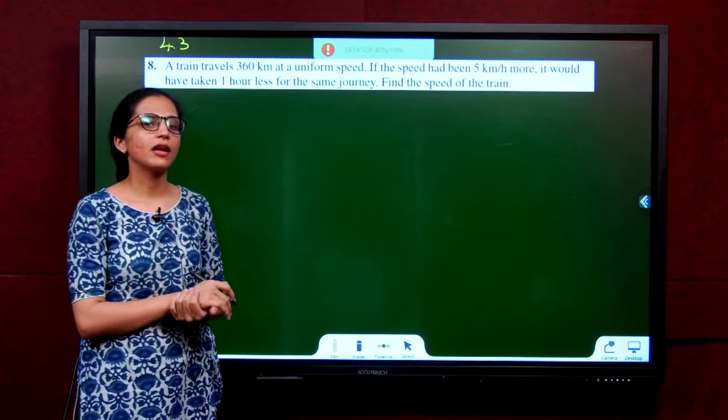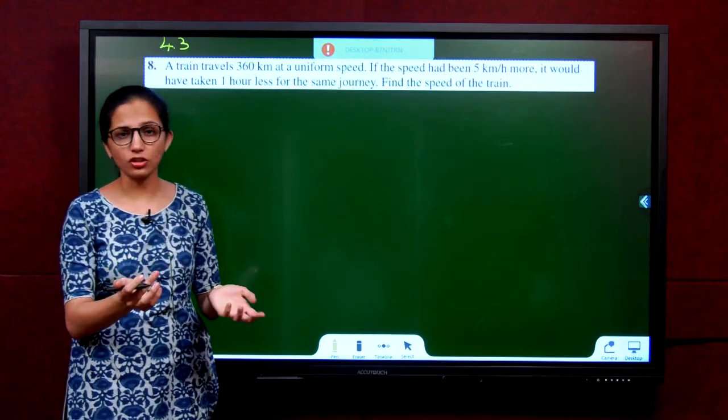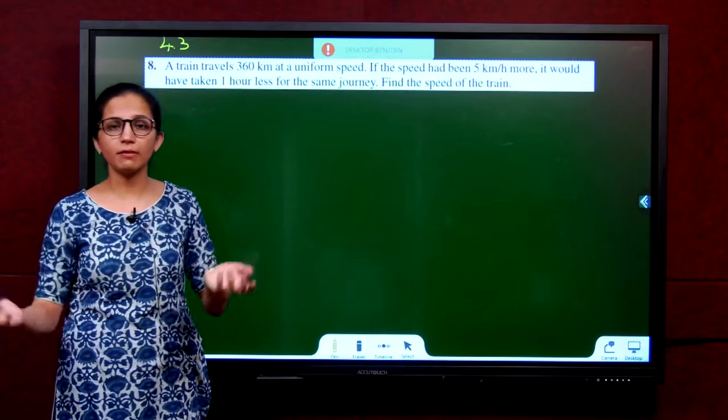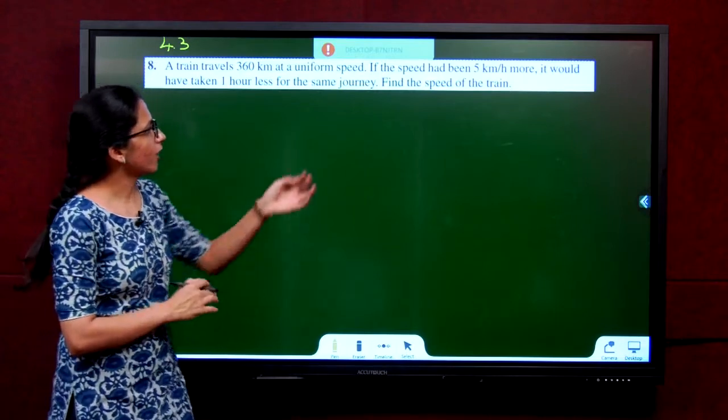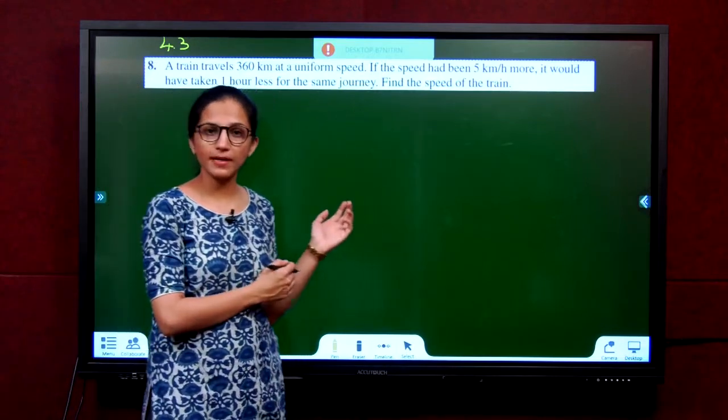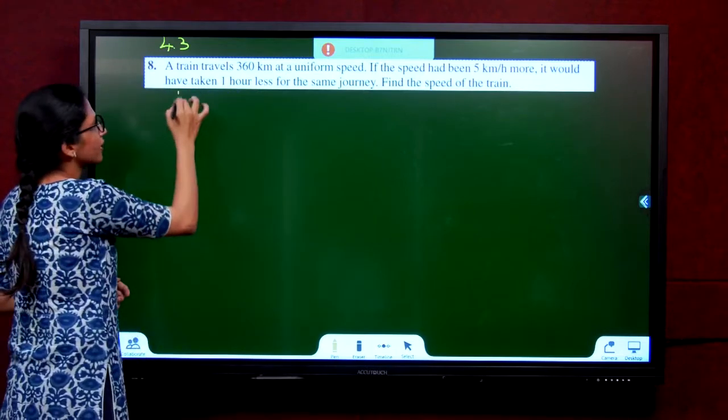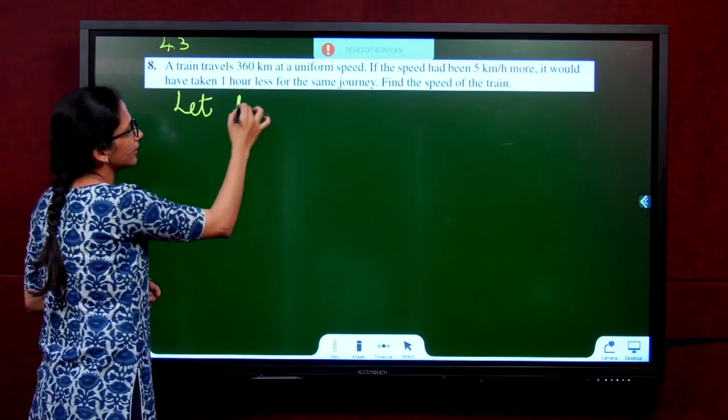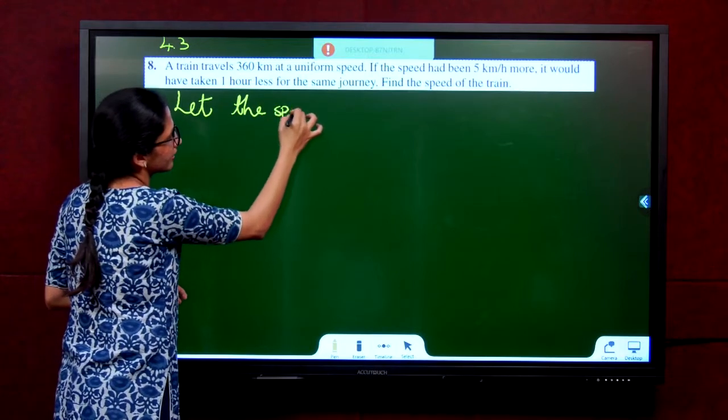How did we do that? We took old time minus new time or new time minus old time depending on the question. Find the speed of the train. Do we know the speed of the train here? No. Which is why the first statement will be, let the speed of the train be x.